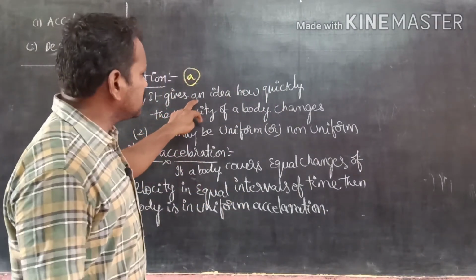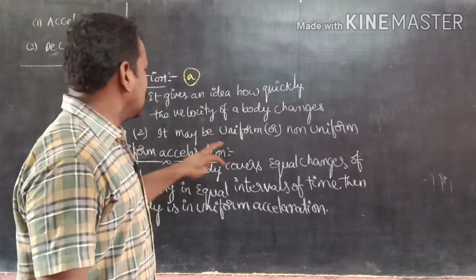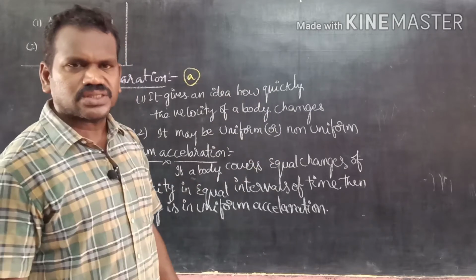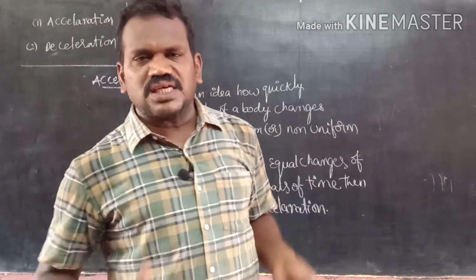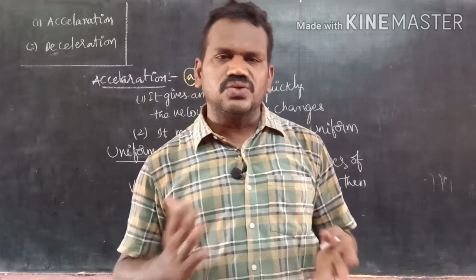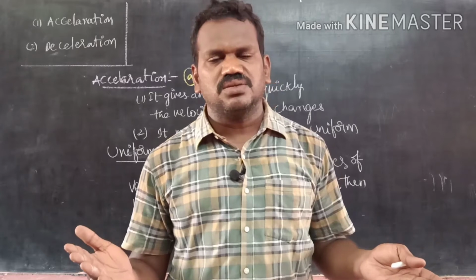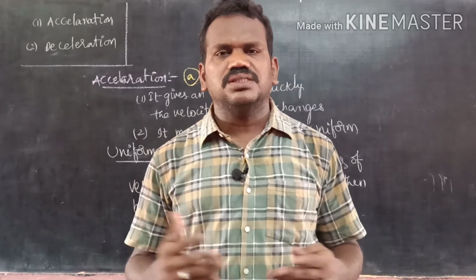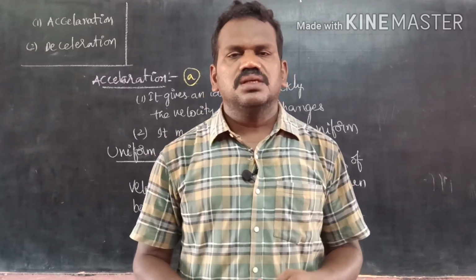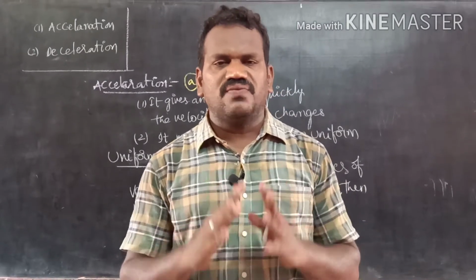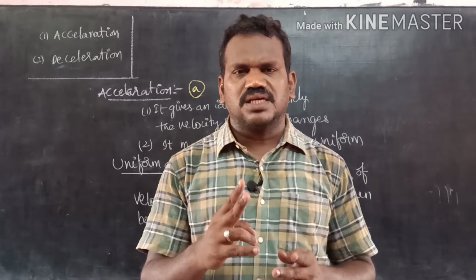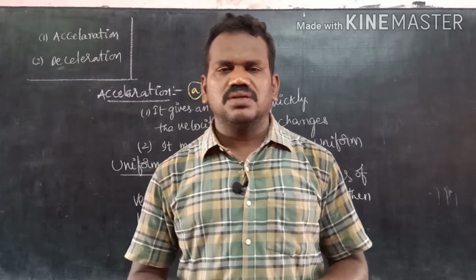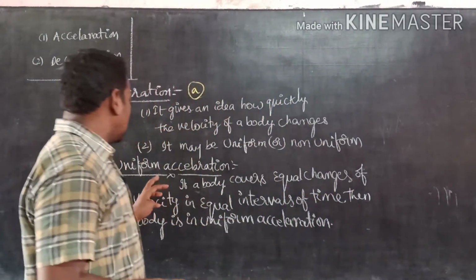This gives an idea of how quickly the velocity of your body changes, and automatically the speed of your body also changes. If the change in the speed or velocity is uniform, then the acceleration is said to be uniform acceleration. If the change is non-uniform, then the acceleration is said to be non-uniform acceleration. So how many types of acceleration are there? Two types: number one, uniform acceleration, and number two, non-uniform acceleration.